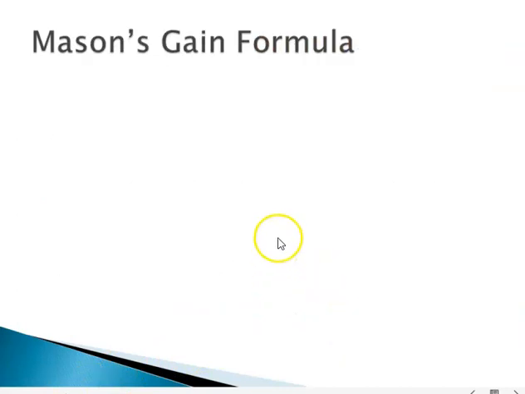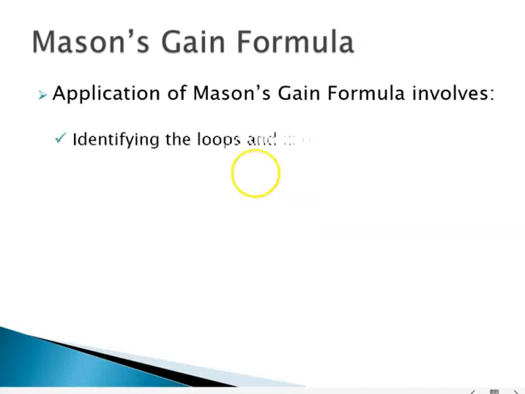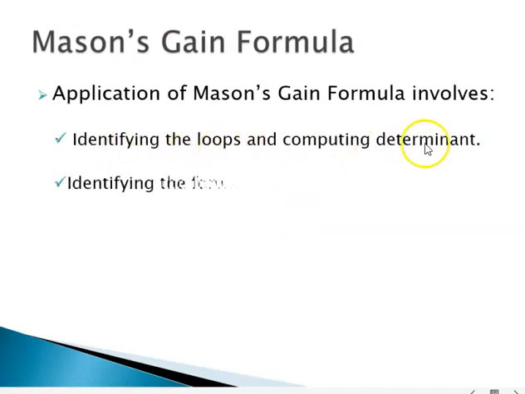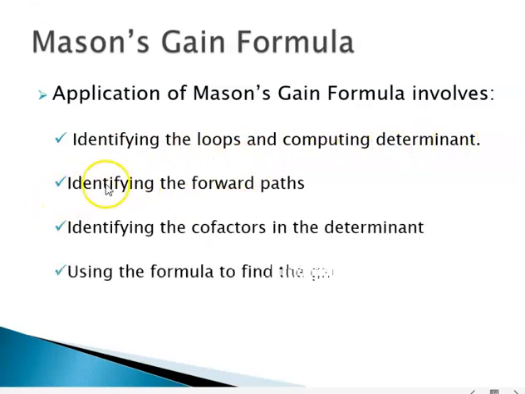There are perhaps 4 steps in evaluating gain using Mason's gain formula. One is finding the loops and computing what is called the determinant of the graph, then identifying forward paths, identifying cofactors from the determinant, and then using the formula. Remember: loops and determinant, forward paths, cofactors, and Mason's gain formula.